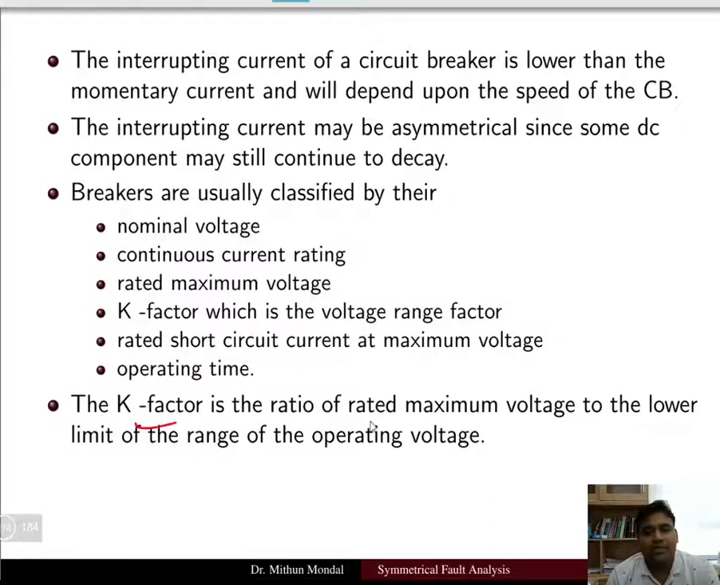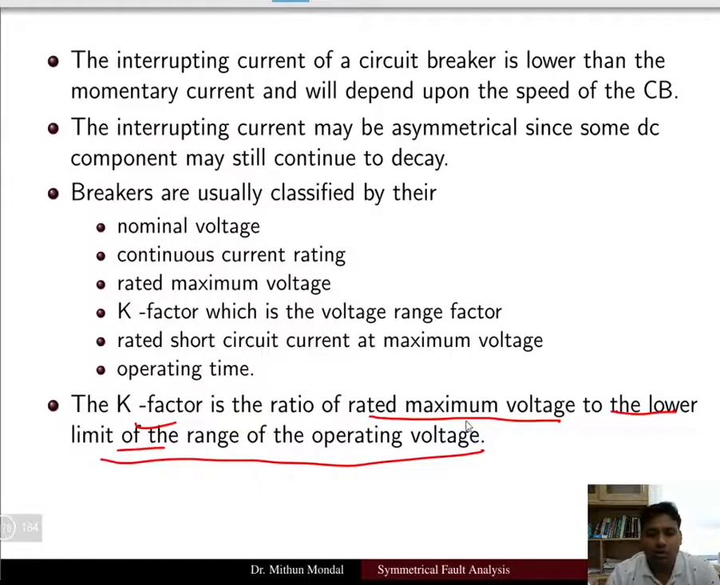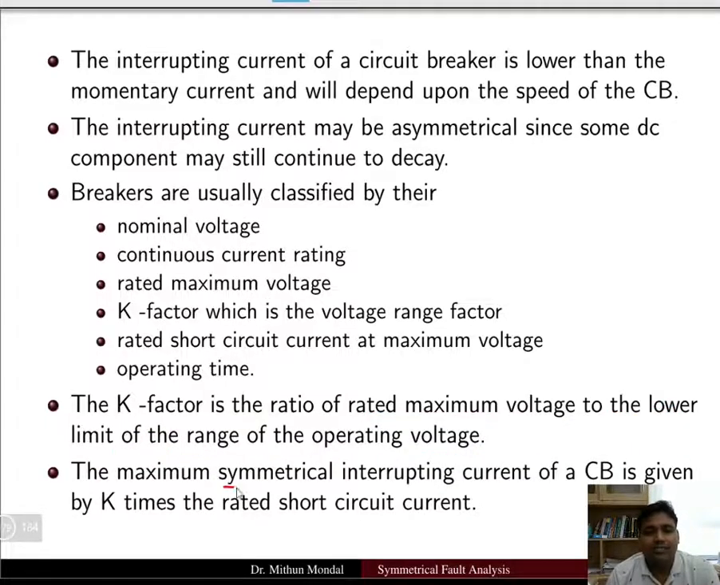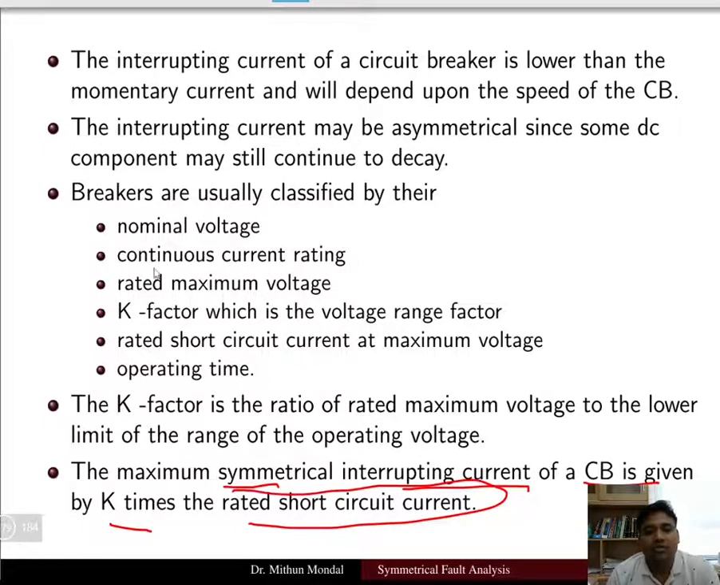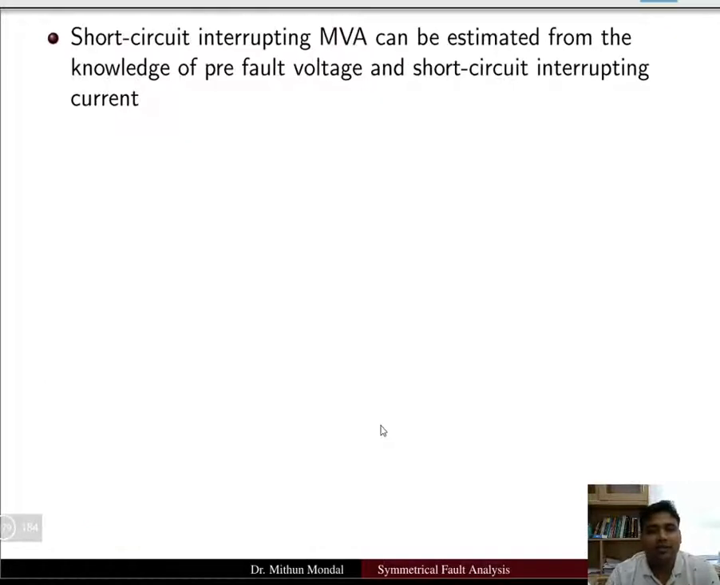The K factor is the ratio of rated maximum voltage to the lower limit of the range of the operating voltage. The maximum symmetrical interrupting current of a circuit breaker is given by K times the rated short circuit current. So the factor K is important because we have to multiply this K factor with the rated short circuit current to obtain the maximum symmetrical interrupting current. Now we have obtained the current.